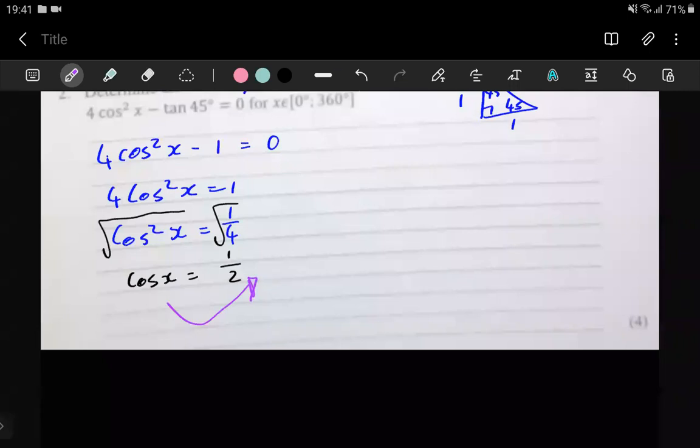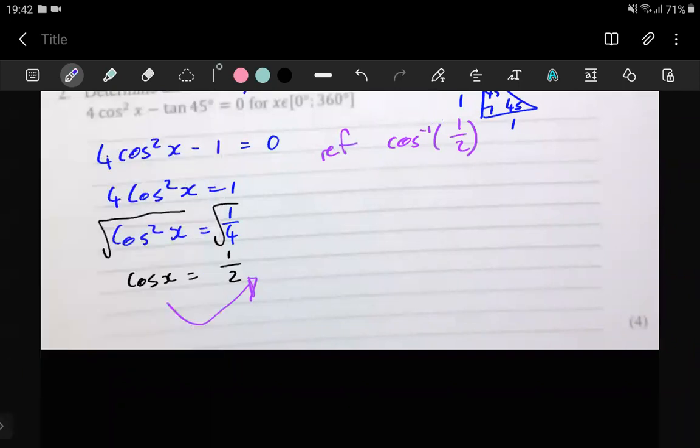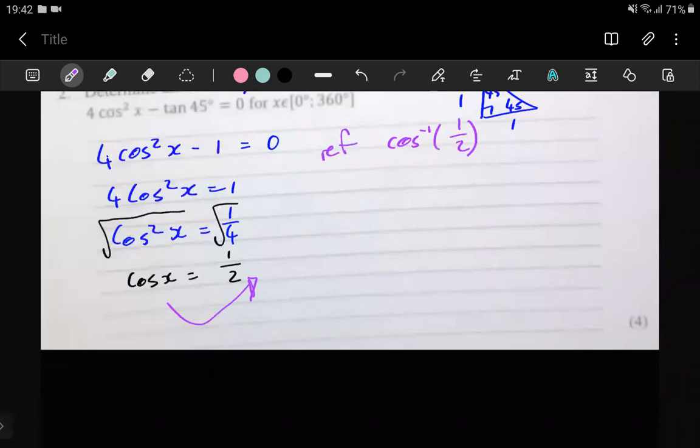So from here, we can get a reference angle using shift cos of a half. Even if this was a minus, always use the value only, and then use the sign to choose a quadrant. We're going to showcase that just now. Having done this in our calculator, shift cos of a half is 60. So your reference angle is equal to 60.